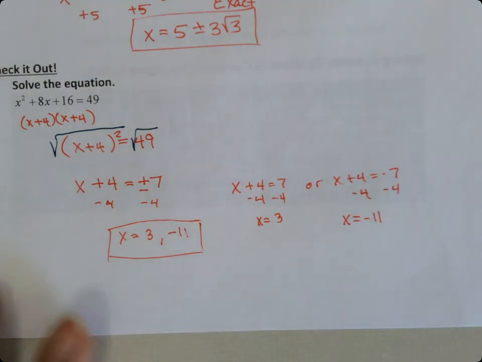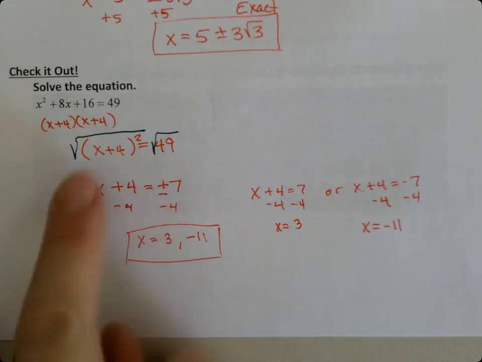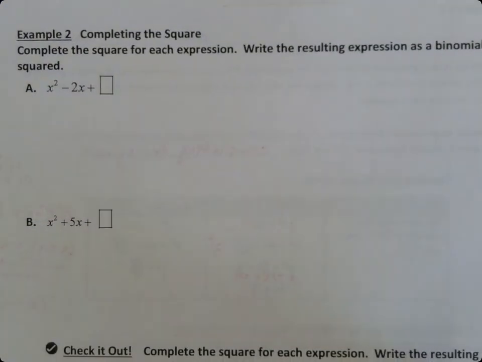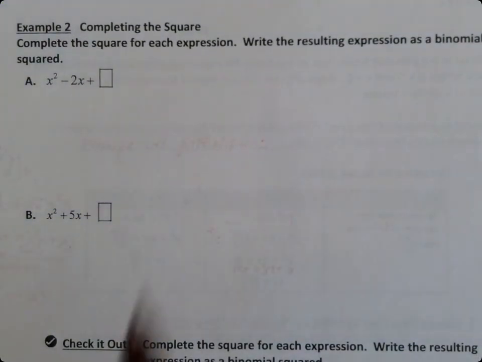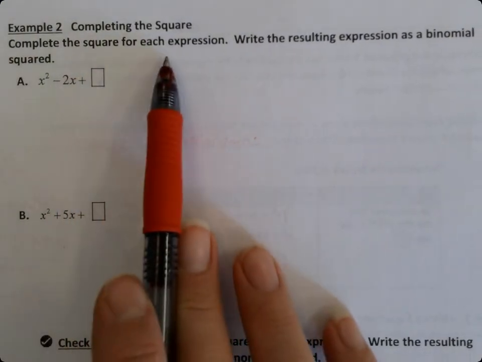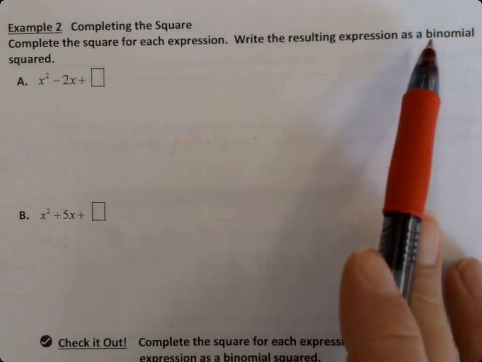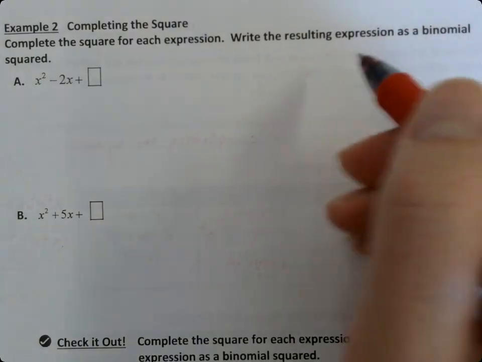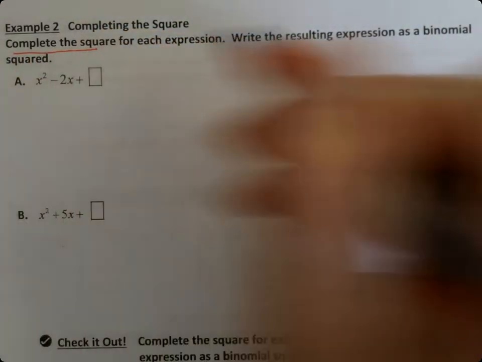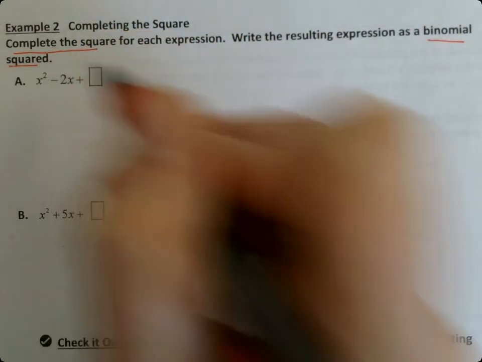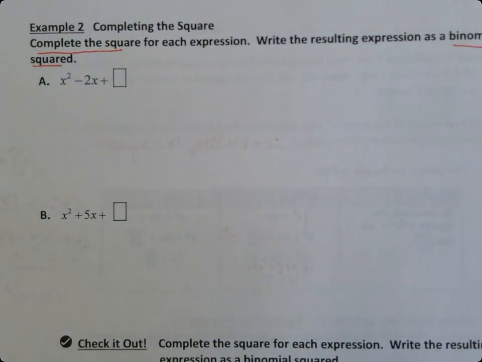Okay, so that was solving using square roots and making that a perfect square. Now we're going to change gears and actually get into completing the square. So I am asking you here to complete the square for each expression and then write the results as a binomial square. So we're going to complete the square and then we're going to write it as a binomial squared. You're not solving anything. You're not balancing it. We're just practicing the method of completing the square.